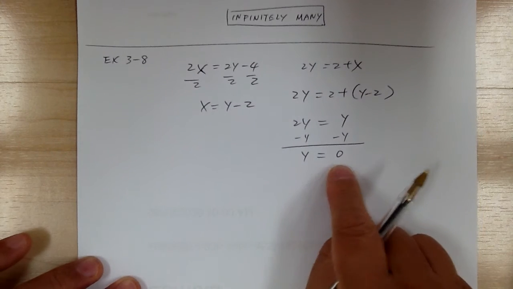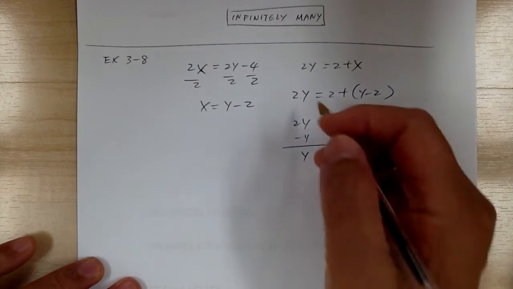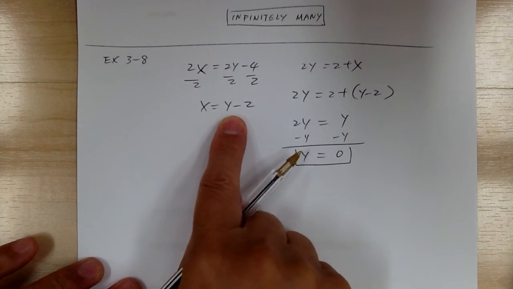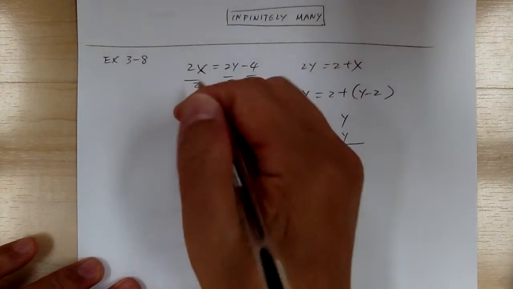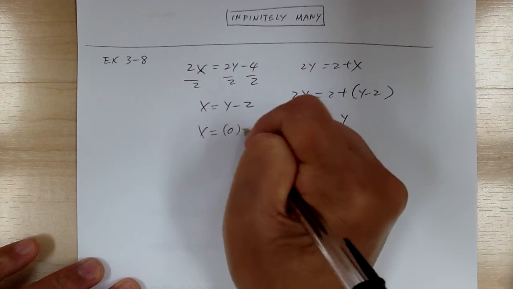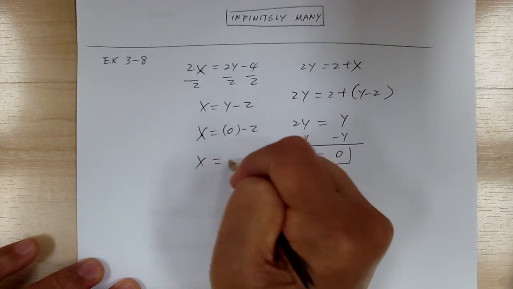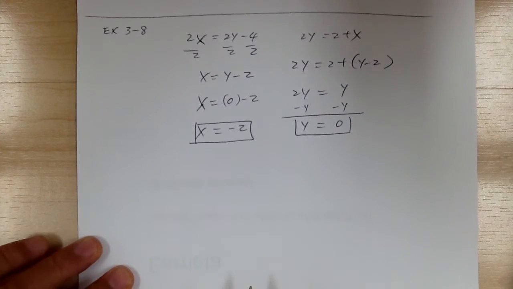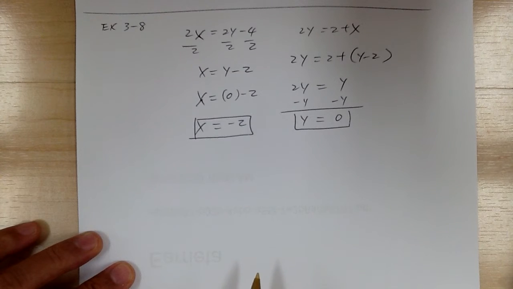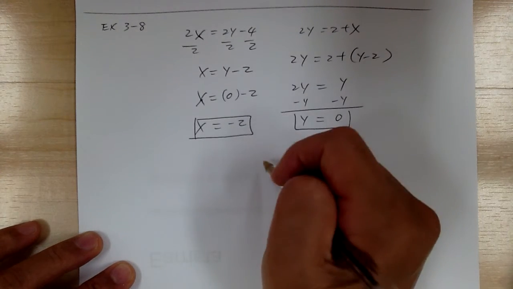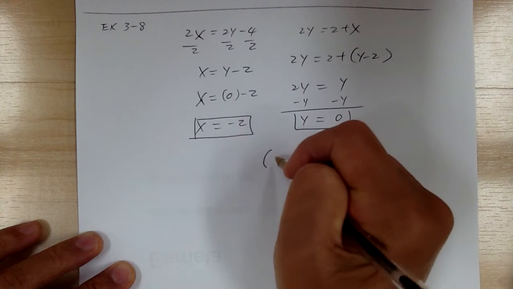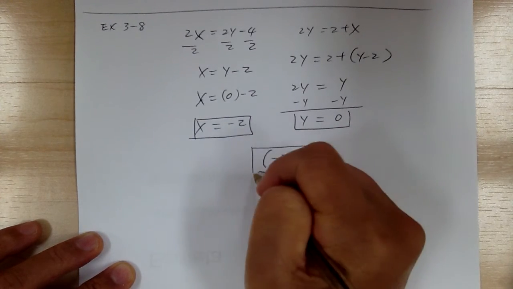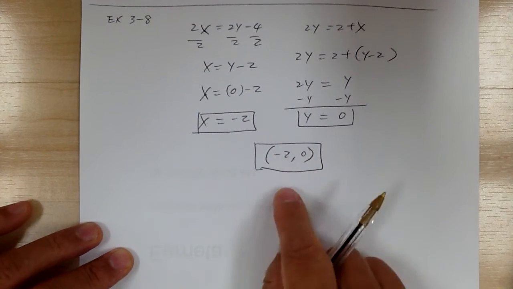Now don't panic when you see 0. 0 is just another number, right? So you got y equal to 0. Now solve for x. You can put it back over here to solve. So substitute. So x equal to 0 minus 2. So x is equal to negative 2. And if you notice, they want you to find the ordered pair, right? So instead of a box like that, you want to put negative 2 comma 0. Okay, so pay attention to what they're asking for.